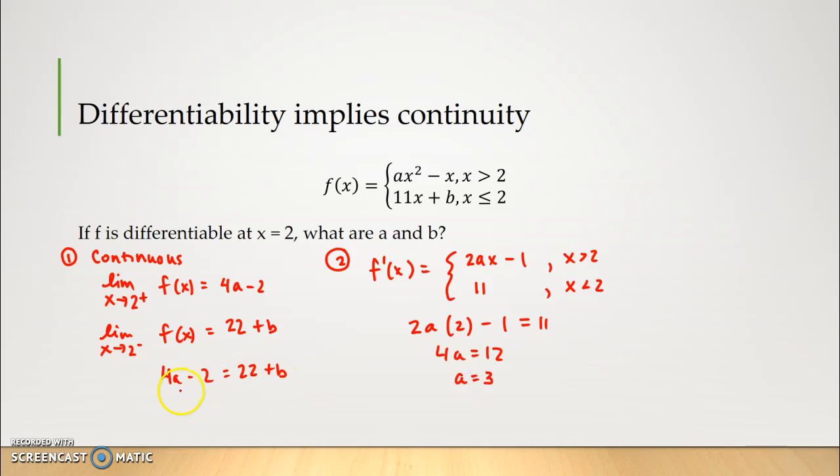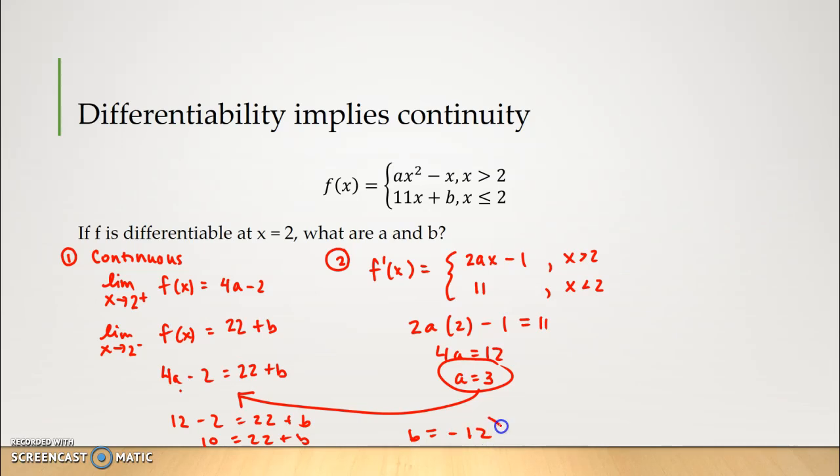And then we can go back here and figure out what b is, because in order to be differentiable, it also has to be continuous. So we can use that to figure out, since a is 3, b would be 12 minus 2 equals 22 plus b. So 10 equals 22 plus b, so b would have to be negative 12.